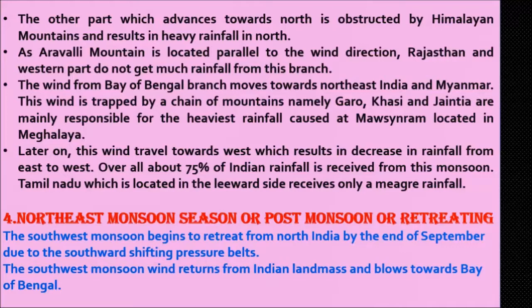Because of these pressure belts, they will be retreating at the end of September. Because of what? Because of the southward shifting pressure belts. The southwest monsoon returns from the Indian landmass and blows towards the Bay of Bengal. First it was going from the Bay of Bengal, right? Now it is coming back to the Bay of Bengal.